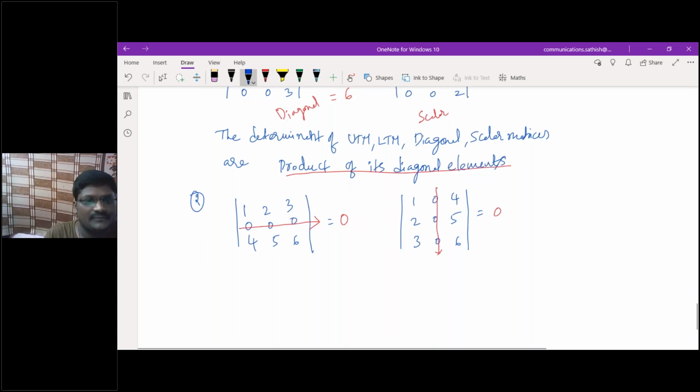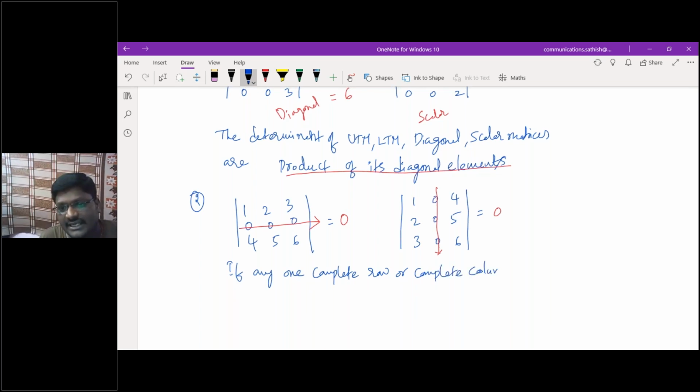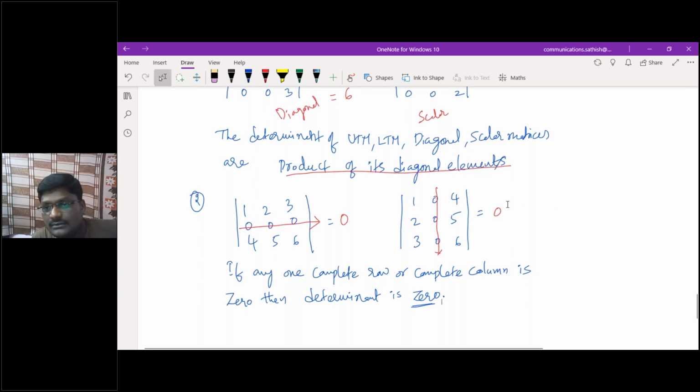Write down that point. If any one complete row or complete column is 0, then the determinant is nothing but what? The determinant is what? Are you able to follow me all?